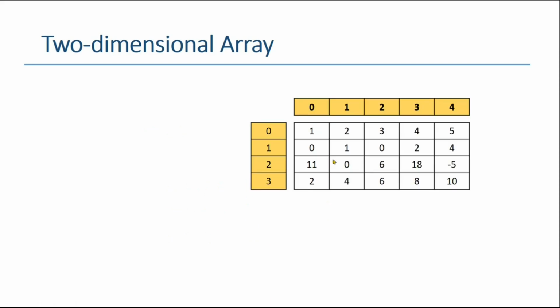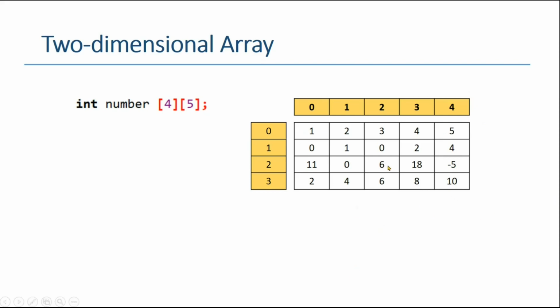Similarly, we have two-dimensional arrays where data can be arranged in 2 by 2 matrix such as this. This array has 4 rows and 5 columns. And to create this array in C++, we'll have to write int number and then square brackets, number of rows and number of columns. So here you can see we have 4 rows and 5 columns. And of course the data type is int.